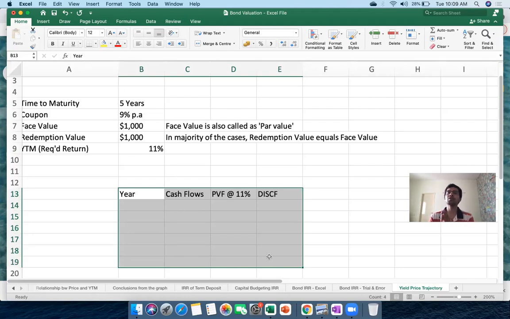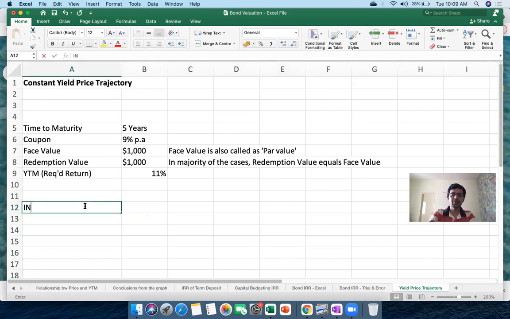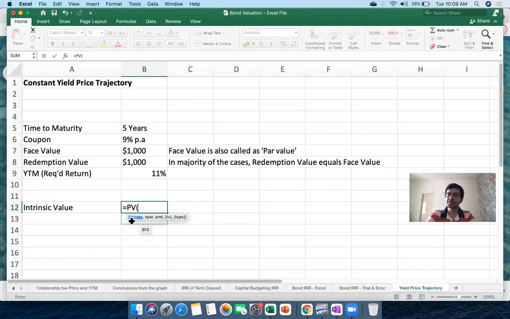Now, I'm not filling out this table because I will be using the Excel function, equal to PV. So intrinsic value is equal to PV. It's first asking me to input the rate. The rate is nothing but 11%. The number of periods refers to the remaining time to maturity, which is 5. And then it's asking me the payment per period. PMT refers to payment per period, which in our case is 90, which is nothing but the coupon.